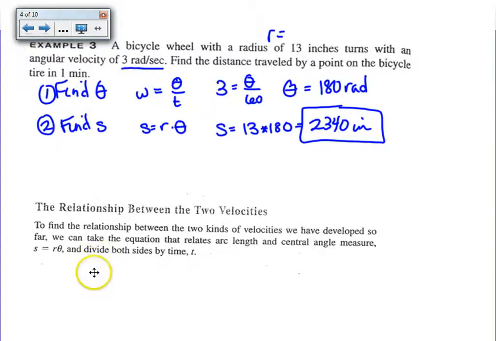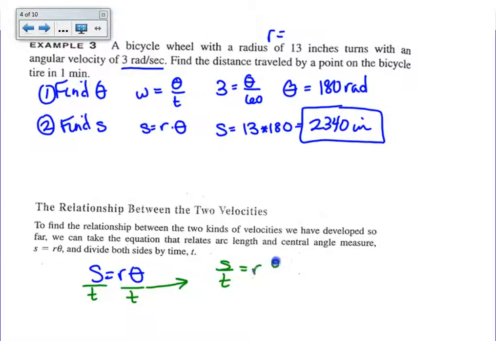Let's start with our formula, s equals r theta. If I was going to take this formula and divide both sides of the equation by t, what I'd end up with, and I'm going to draw it over here, is s over t equals, I'm going to leave the r out in front, and I'm just going to make it look like the theta is being divided by t.